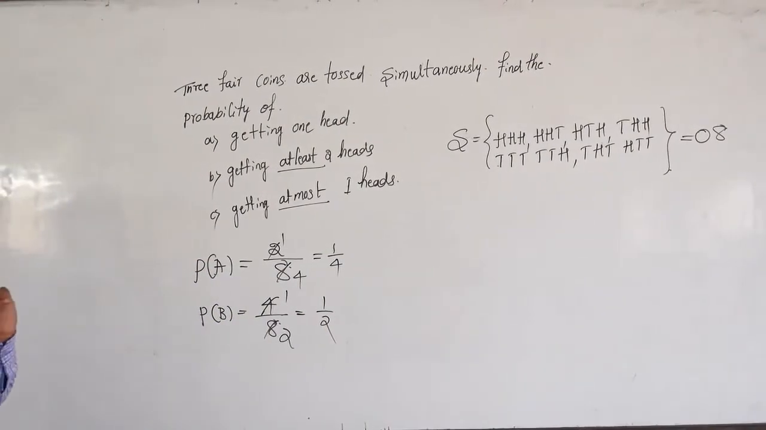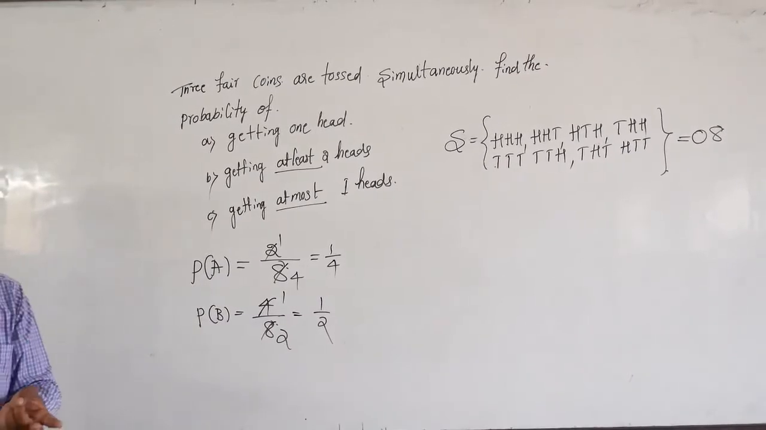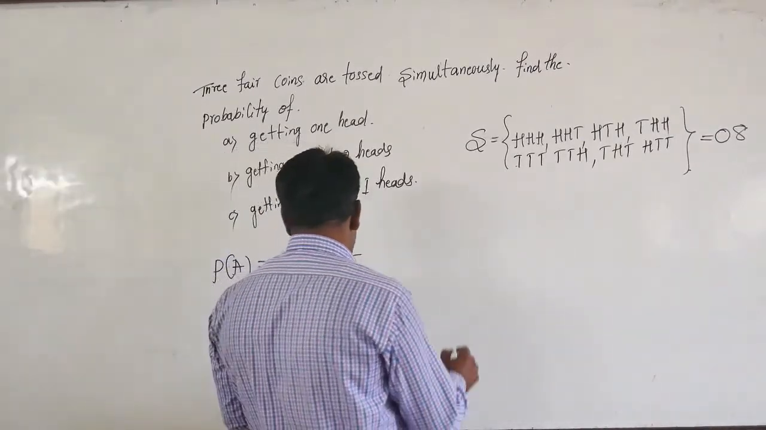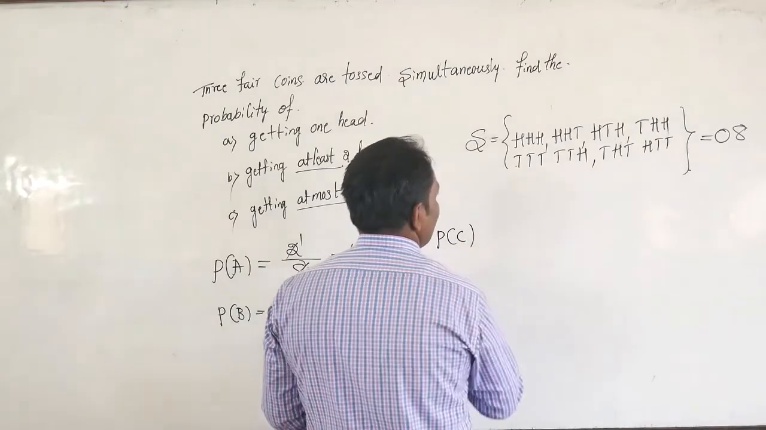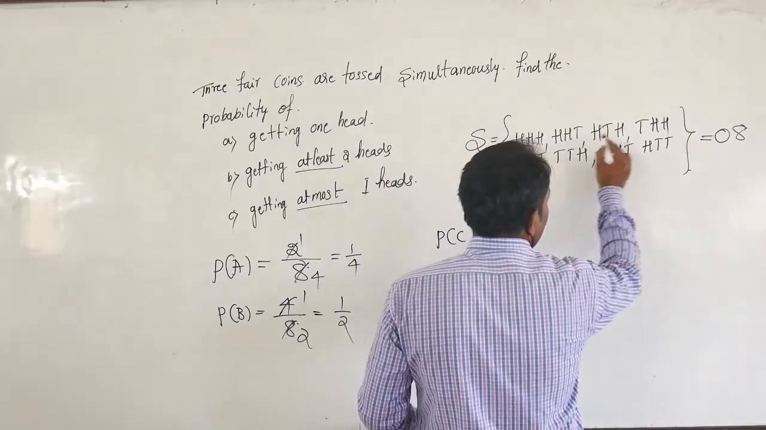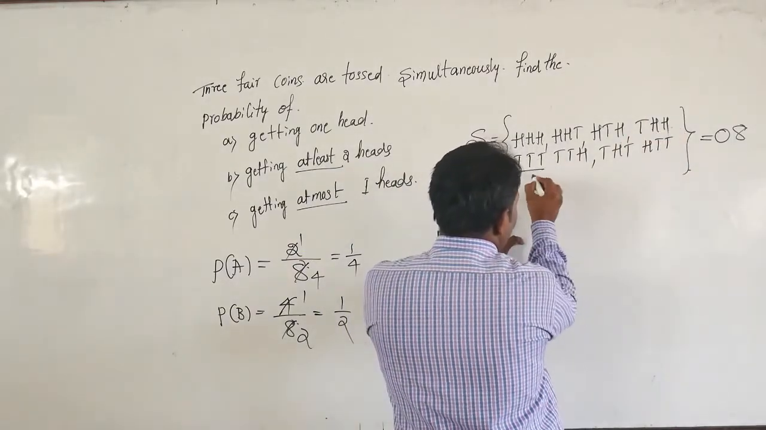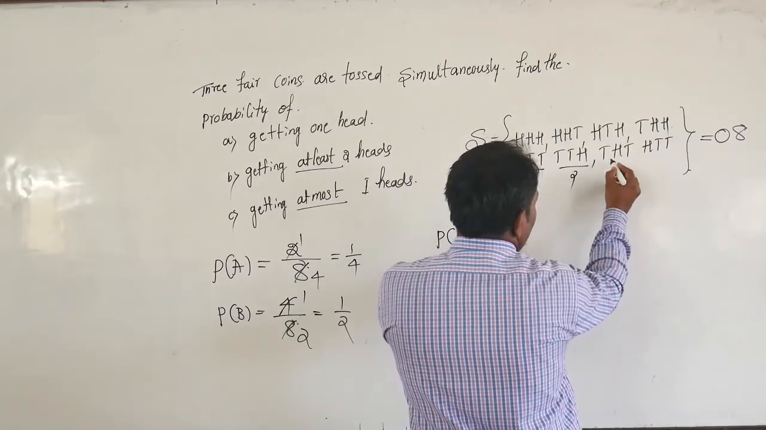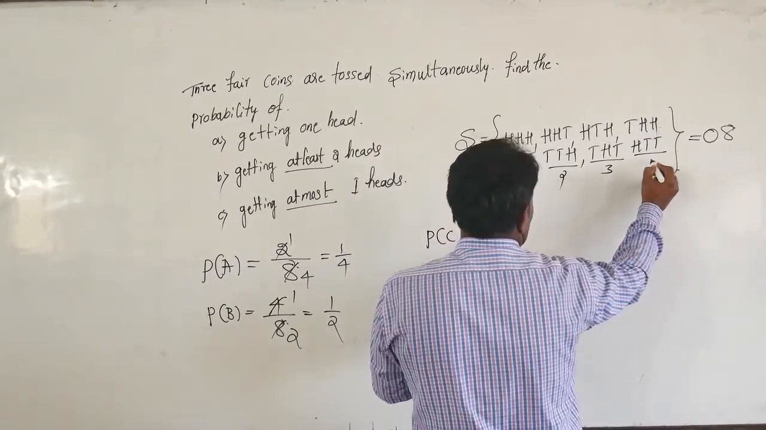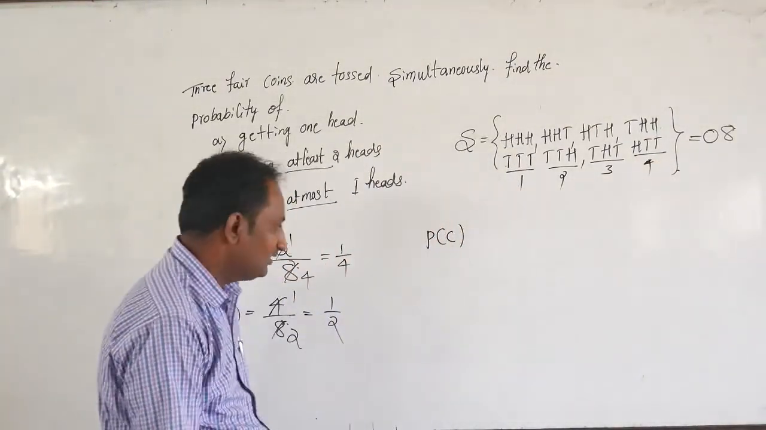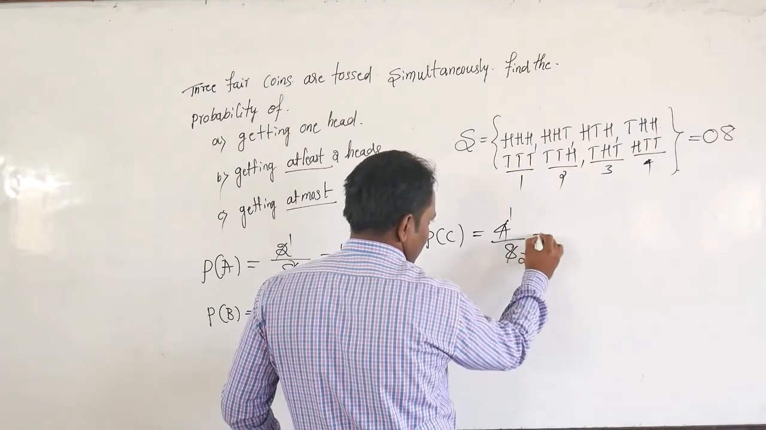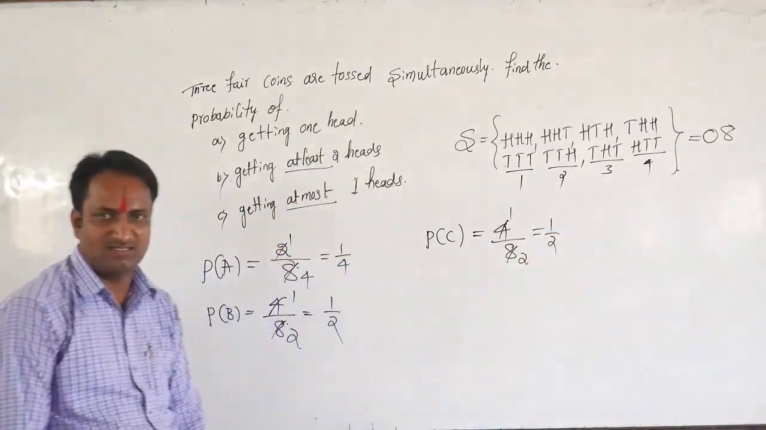Getting at most 1 head. At most means maximum 1, minimum 0. Again, the probability of an event C. Maximum 1, minimum 0. Now the possibilities are 1, 2, 3, 4, so there are 4 possibilities for getting at most 1 head. That's why 4 divided by 8. 4 ones are 4, 4 twos are 8, so 1 by 2 is our answer.